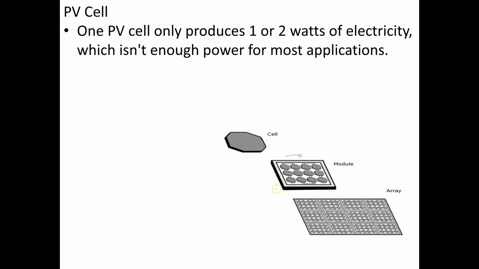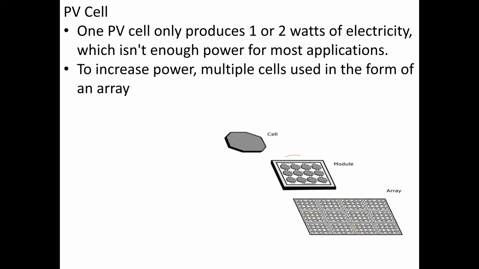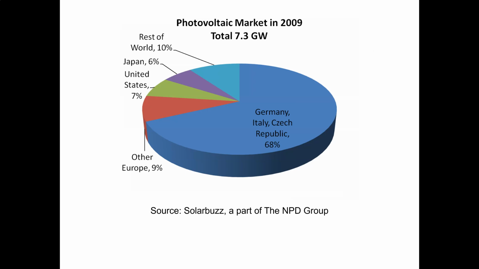But when you have one set of these, it's called a module, and when you have a whole bunch of these, we have an array. And that's what you put on top of your home, an array. So to increase power, multiple cells are used. Typically, you would need, let's say, anywhere from 6 to 12 arrays in order to generate enough electricity so that you're not reliant on the grid for your electricity throughout the day.